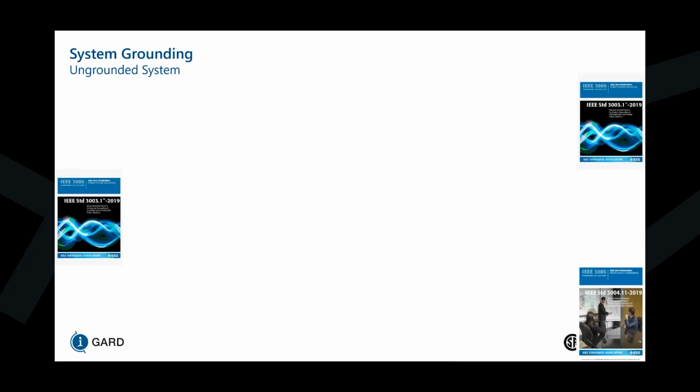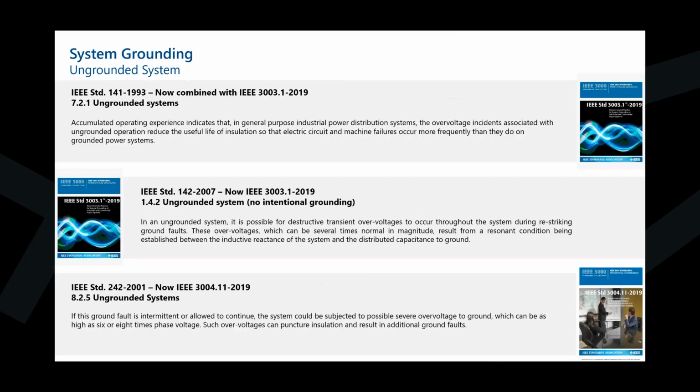Now, in the IEEE standards, they have a few references in relation to ungrounded systems. The overvoltages associated with ungrounded operation reduce the useful life of insulation so that electrical circuits and machine failures occur more frequently than they do on grounded power systems. And these overvoltages, which can be several times normal in magnitude, result from a resonant condition being established between the inductive reactance of the system and the distributed capacitance to ground. Further, the transient overvoltage could be as high as 6 or 8 times your phase voltage, and that overvoltage can puncture insulation and result in additional ground faults in the system, which is unwanted.